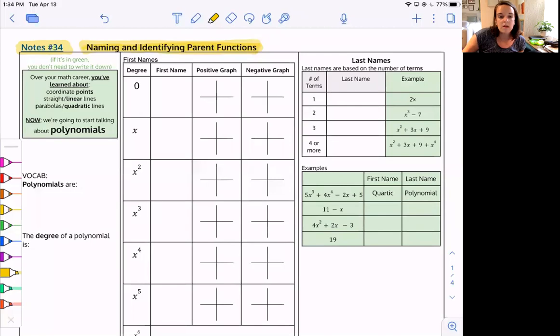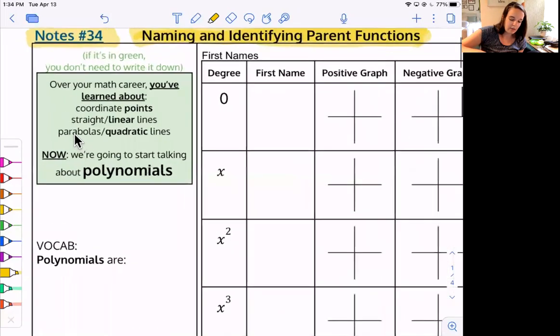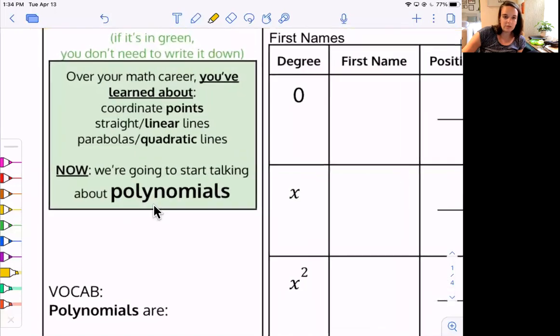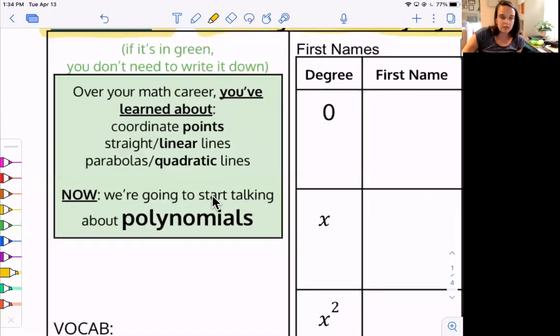All right, so today we are naming and identifying parent functions, particularly polynomials. So we're going to start with where we're at. Remember, you don't need to write this green part down. We're just going to talk about it.